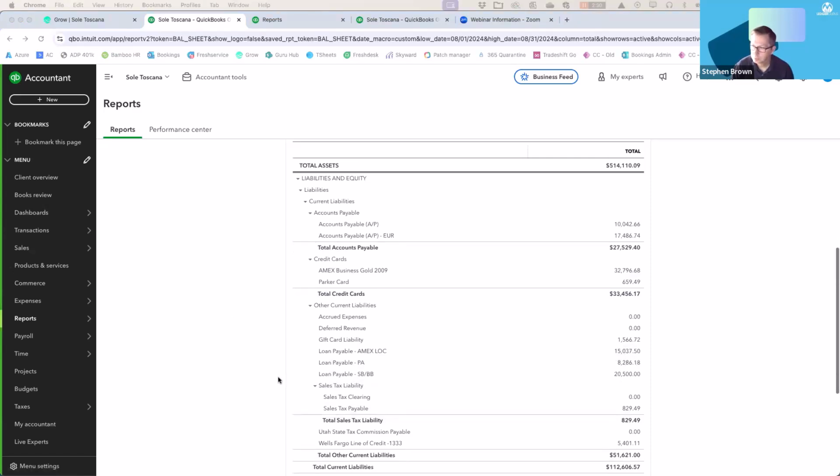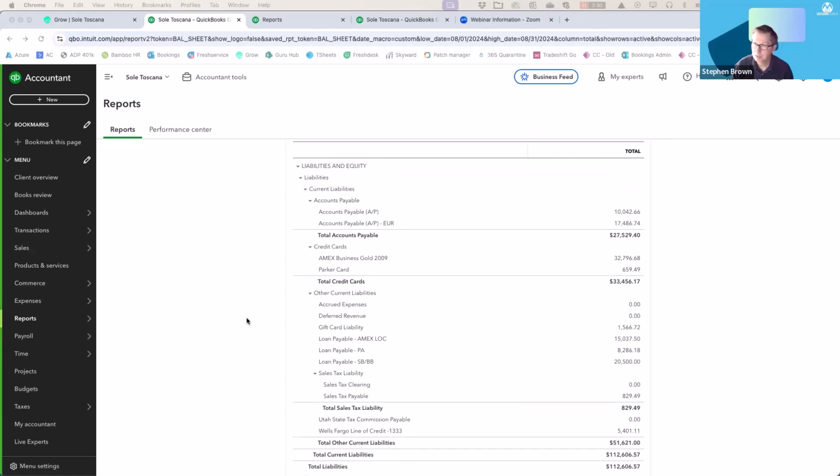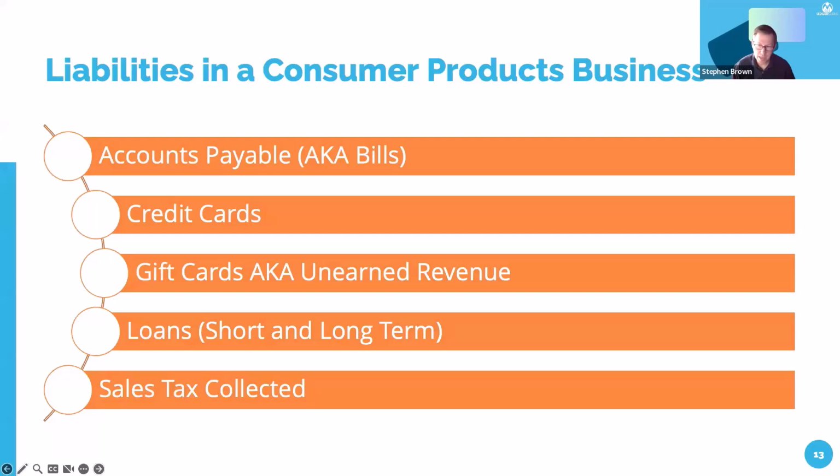And then our sales tax liability. So you can see this is what we owe in sales tax that we need to pay out. Oh, and I have one other line of credit. So I've got a couple lines of credit on this business. So that's this business's liabilities section. Every business is going to be a little bit different, but a consumer products business will typically have those types of accounts, sometimes a few more.